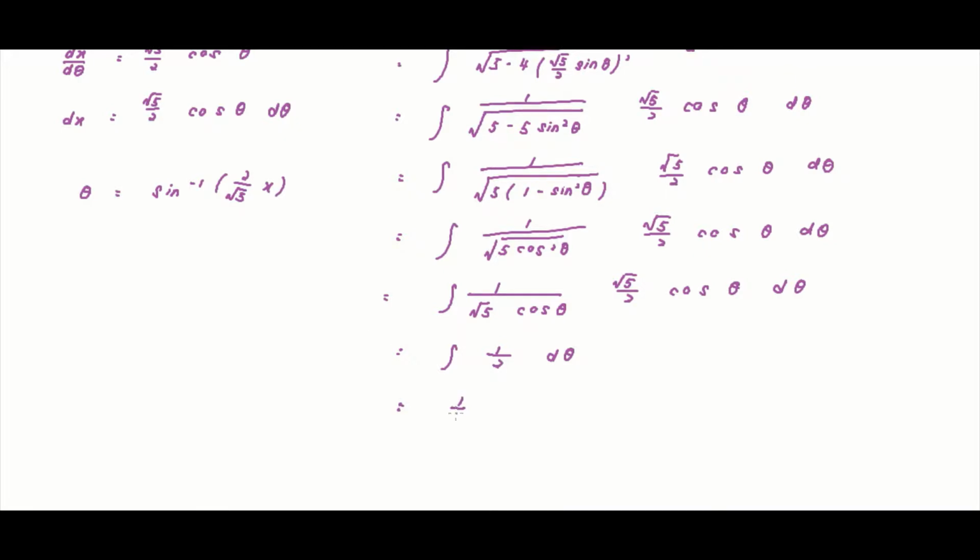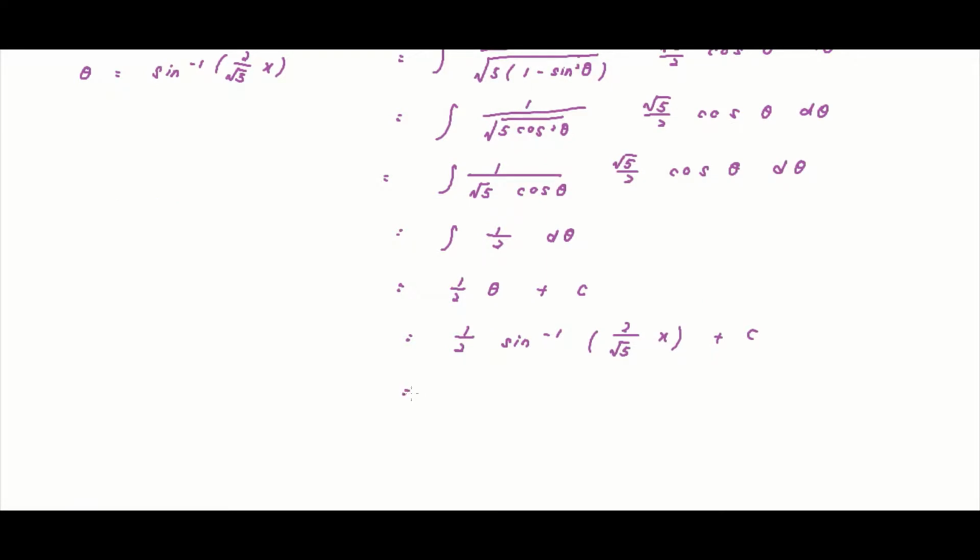So you get 1 over 2 theta plus c. Okay, so now we try to change it back. So 1 over 2 sine negative 1, 2 over square root 5 x plus c. Okay, so if you rationalize it, then you will get 1 over 2 sine negative 1, then after that, 2 square root 5 over 5x plus c. Okay, so that would be your last answer.